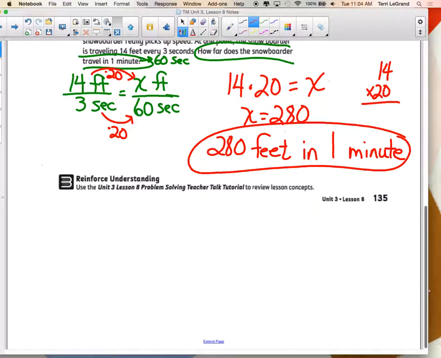You're doing this in your homework. You got it? Okay, cool. Anybody need this up here any longer? Okay, you do not need loose leaf today.